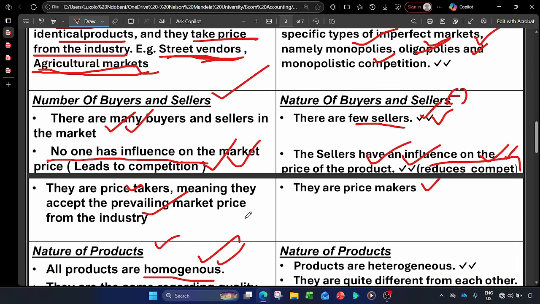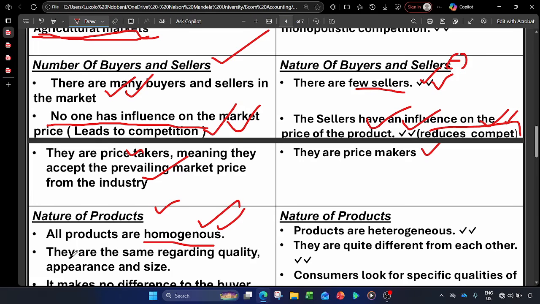When I'm saying that all products are homogeneous in the perfect market, I mean they are the same regarding the quality, they are the same regarding appearance, and they are the same regarding the size. So that is why they are homogeneous or identical or same. Now when it comes to the nature of products in the imperfect markets, the products are heterogeneous. So if you have to define that concept, that means they are quite different from each other.